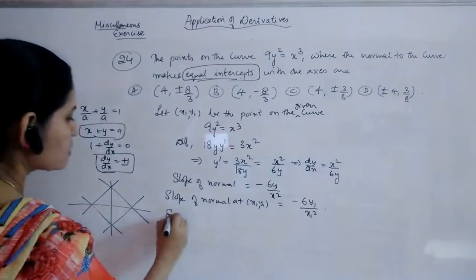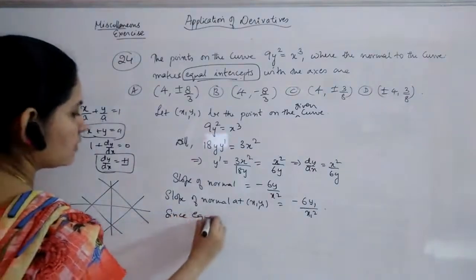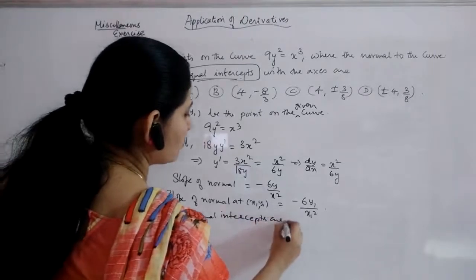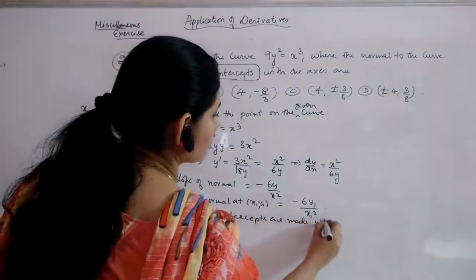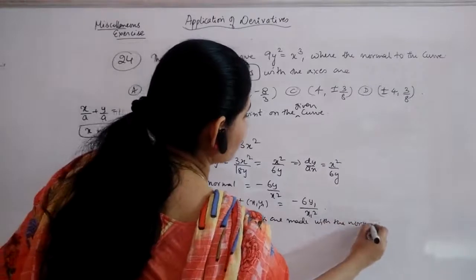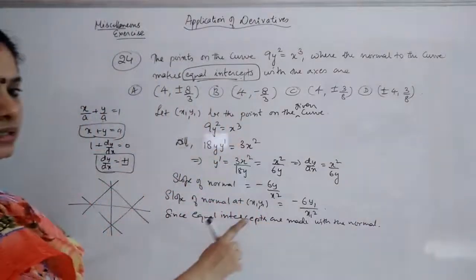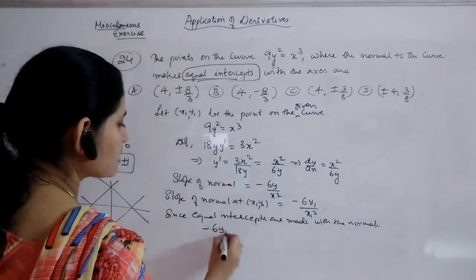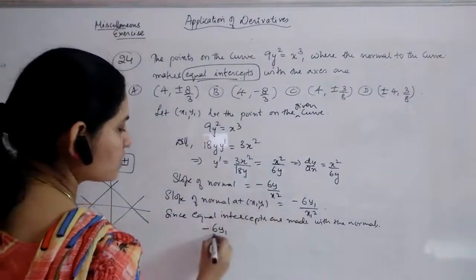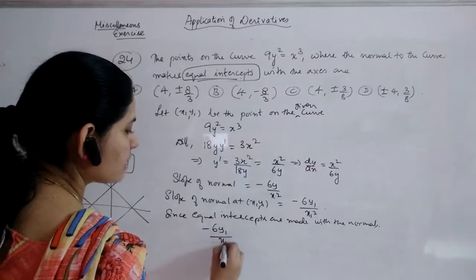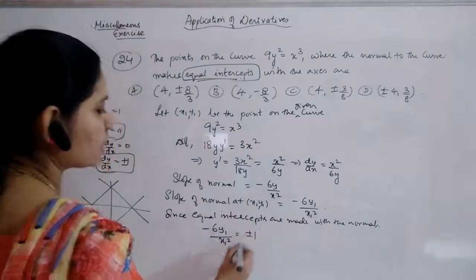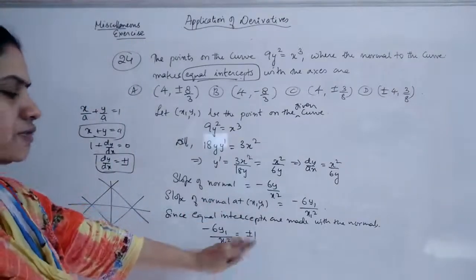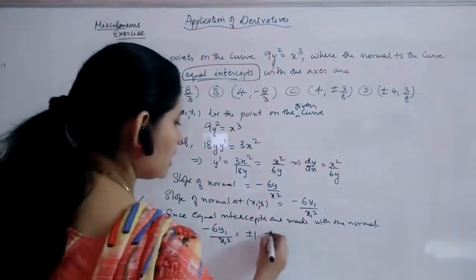Okay, since equal intercepts are made by the curve with the normal, what you will get is negative 6 by, this is the slope of the normal, right? So negative 6y1 by x1 square will be equated to plus or minus 1. Now if I remove this negative or take it to the other side, it will be minus or plus. So that I can write plus or minus.